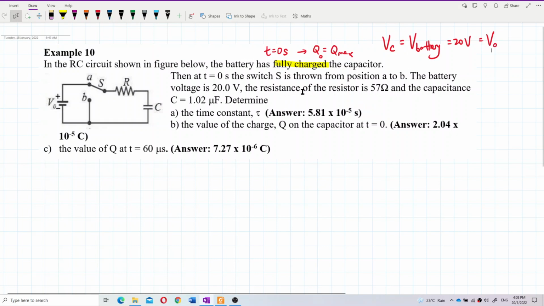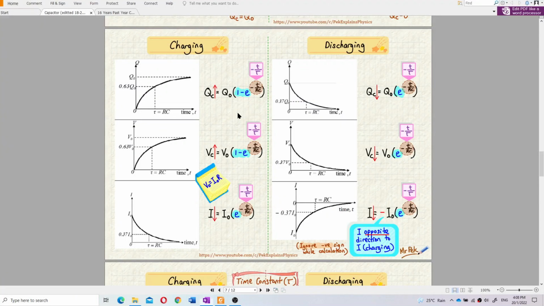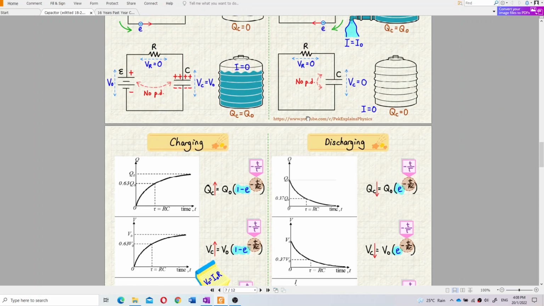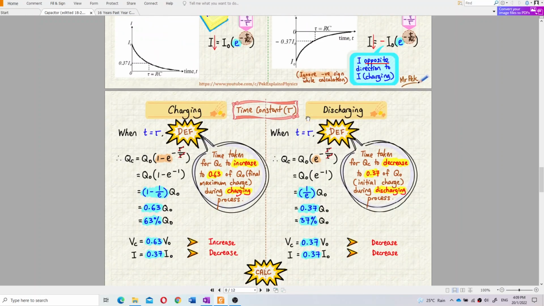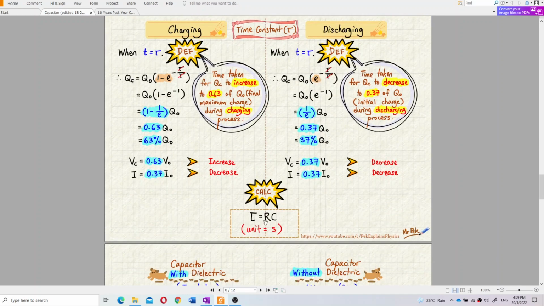The resistance of the resistor is 57 ohm, and we also have the capacitance, but in microfarad. First, let's find the time constant. Question A: what's the formula for the time constant? The time constant is RC.